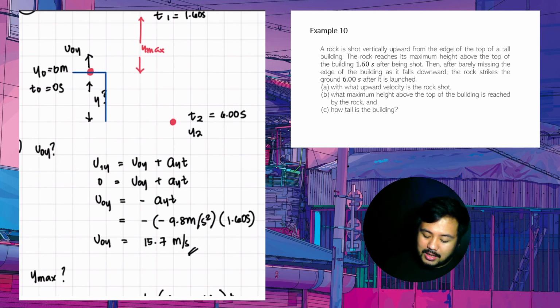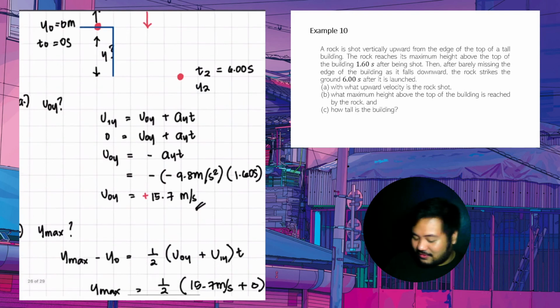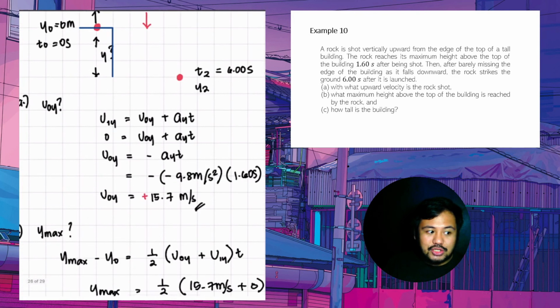So V0y is positive 15.7 meters per second. Okay, so we have here the velocity positive 15.7 meters per second. I always write the positive one, the positive, or if it is negative.